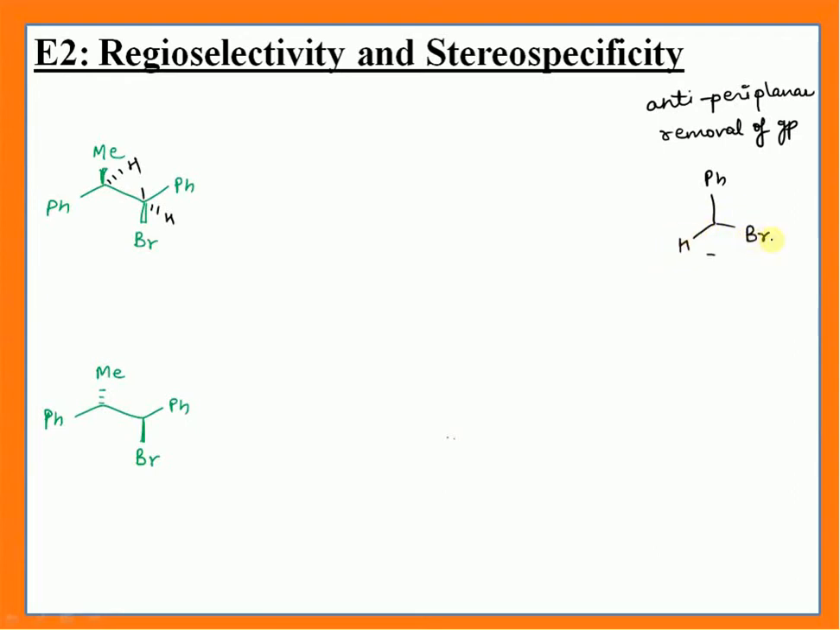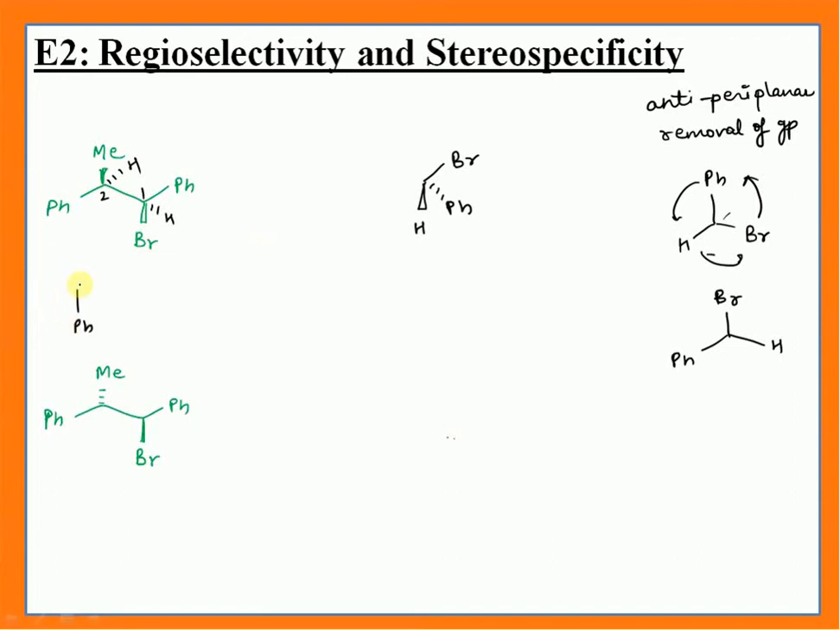Now we want to place this Br in place of this phenyl ring. So we will rotate it like this. You can write it like this after rotation. Now I am writing it in this way. So this Br will come here, hydrogen will go above the plane, and this phenyl ring will go below the plane. Similarly for this carbon 2, we will also rotate it.